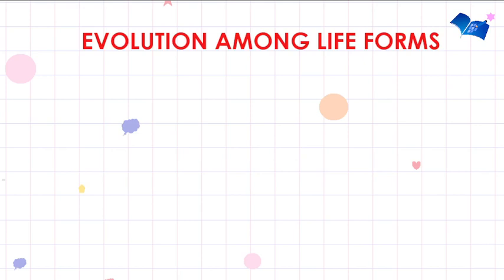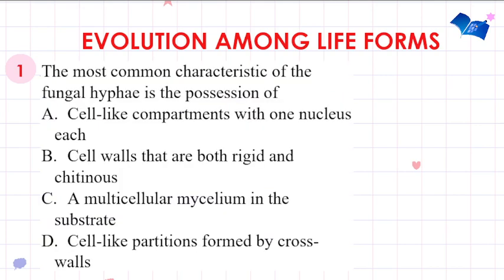The approach we're going to take is to look at these topics from the most repeated to the least repeated of the 10, according to how I listed them in the previous video. Moving on to the first question: the most common characteristic of the fungal hyphae is the possession of A, a cell-like compartment with one nucleus each; B, cell walls that are rigid and chitinous; C, a multicellular mycelium in the substrate; D, cell-like partitions formed by cross walls.